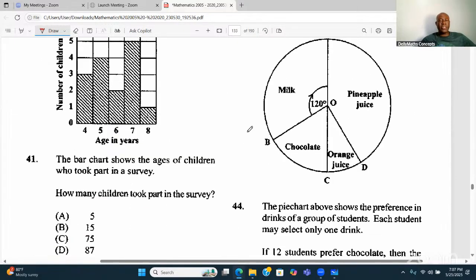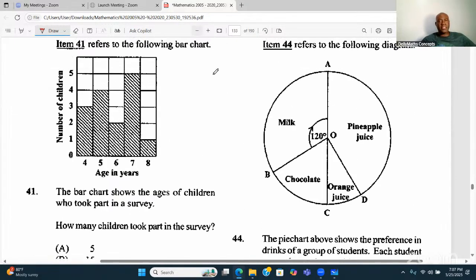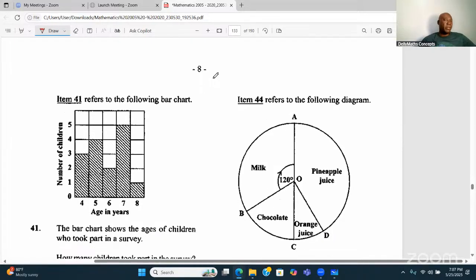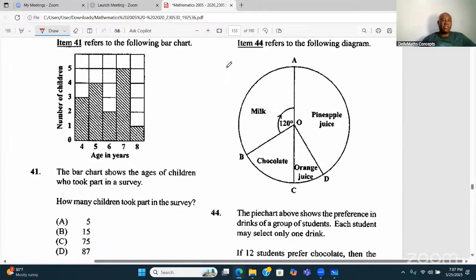Let us see now. So you could see now we're in statistics. We just did measurement and they jump into statistics. Everybody, what's the pattern? It's going to happen like this, right? Now, let's keep it going. It says here, the bar chart shows the ages of children who took part in a survey. How many children took part in the survey? You got to look at your axis. Don't just guess.